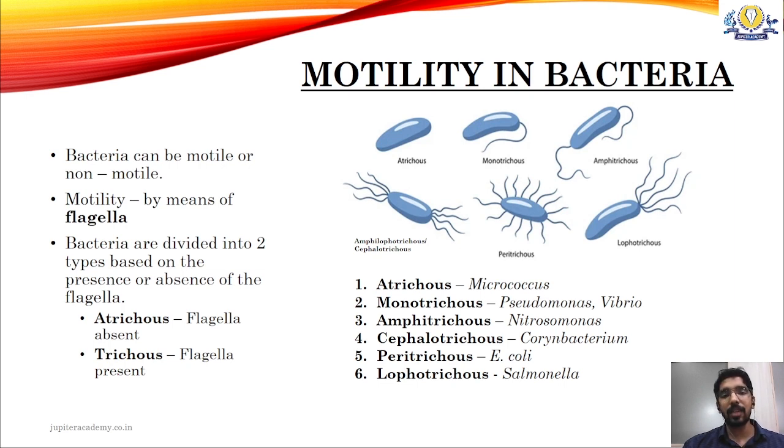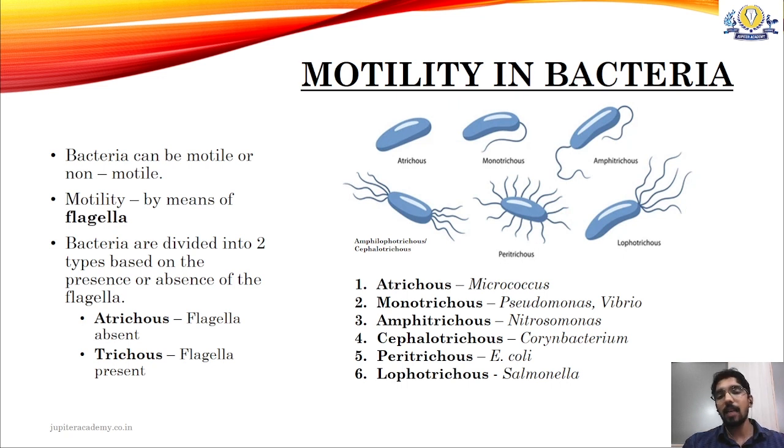Then we have amphitrichous, which means one flagellum is present at both the ends. Example is Nitrosomonas. Then we have cephalotrichous. Example is Corynebacterium, and here a tuft of flagella is present at one end, or a tuft is present at both the ends, and this type is also known as amphilophotrichous. Then lophotrichous, in which the flagella are present only on one side in a tuft.